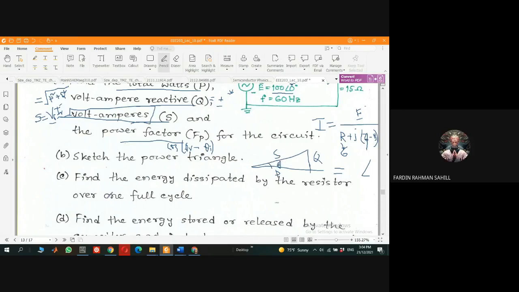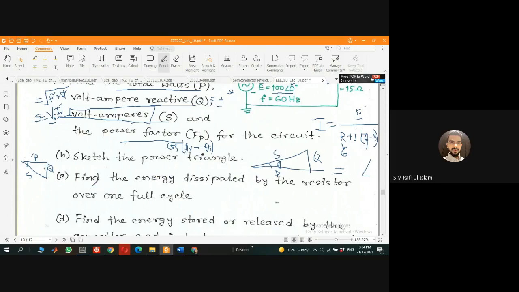Sir, when Q is positive, it will be in the upward direction. Yes, upward direction. If Q is negative, then it will be in the downward direction. Yeah, that's right. This one will be like this: this is S, this is P, and this one will be Q. Do you understand this? Probably there is no problem at all.